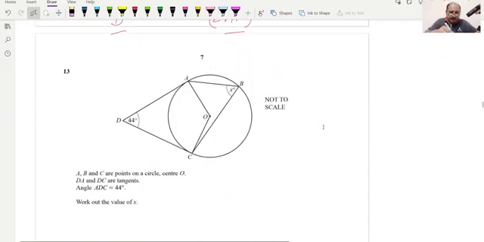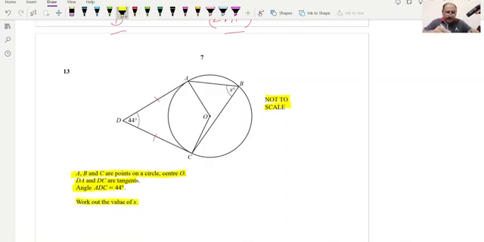Question number 13 says what? Question number 13 says diagram is not to scale. ABC are points on the circle center O, DA and DC are tangents, and basically tangents are equal to each other, and ADC is 44. Work out the value of x.